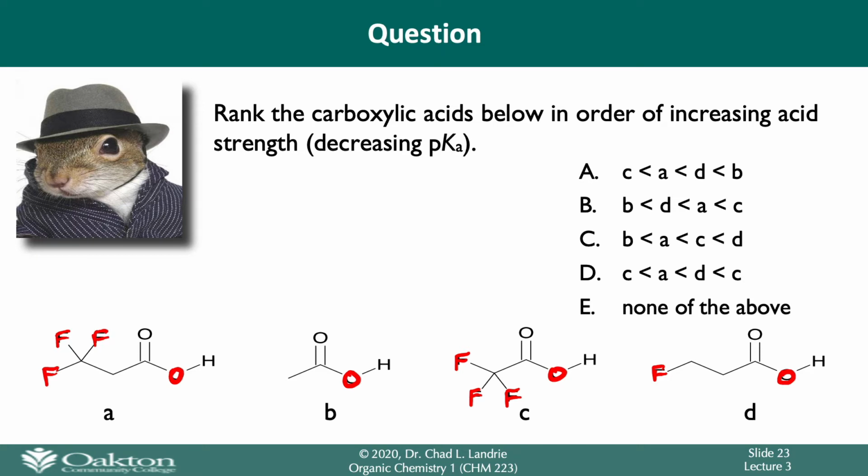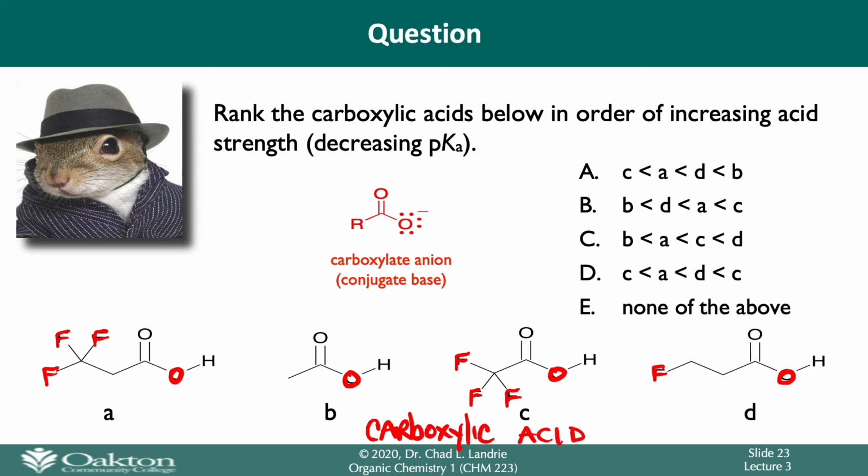The first thing that we should consider, though, is what the conjugate base looks like for A, B, C, and D. Well, it looks like this. It's called a carboxylate anion. And by the way, all of these acids at the bottom are called carboxylic acids. We'll talk more about functional groups in a later lecture, but a carboxylic acid is any compound that has a carbon-oxygen double bond attached to an OH group. And that's what we see in all these cases.